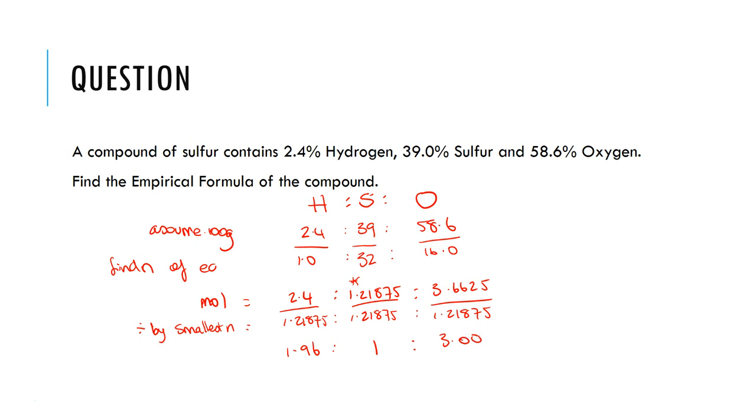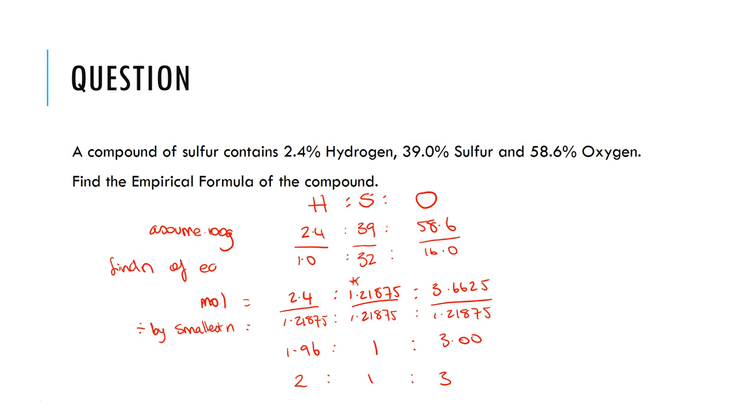Remember how I said to look out for 0.25, 0.333, 0.50? 1.96 is not any of those, so we're going to round that up to 2 because it's really close. And then what I'm going to see is 2 is to 1 is to 3. And that's my ratio. Okay, so that's the lowest common ratio for hydrogen is to sulfur is to oxygen.